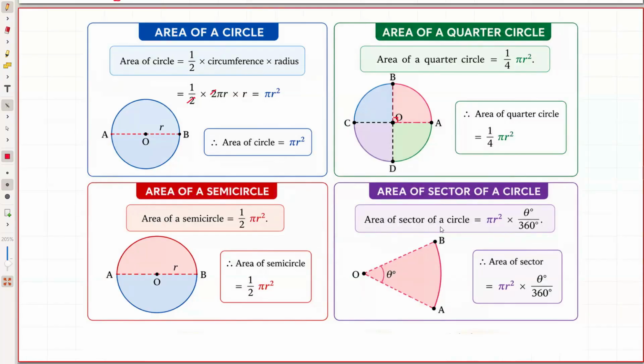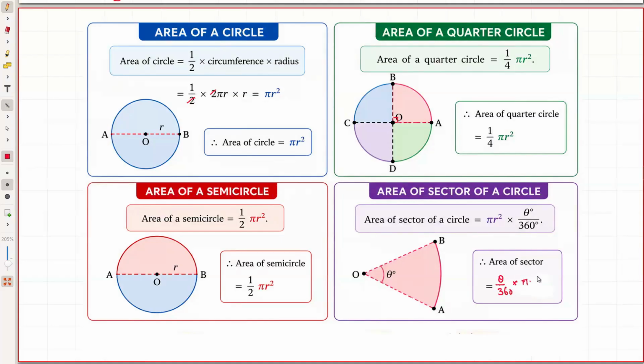Area of the sector of the circle. So this is the area we have to find out. For finding the area of the sector, the formula is pi r square into theta by 360. So the area of the sector we can write as theta by 360 into pi r square.